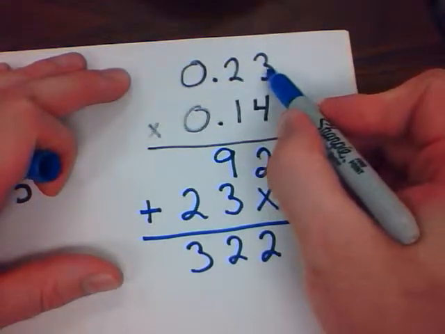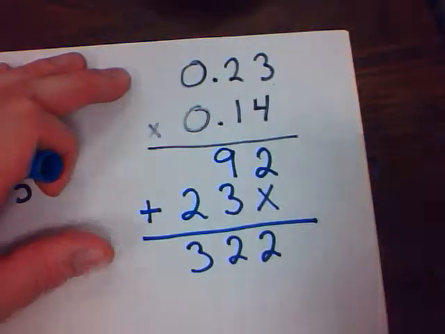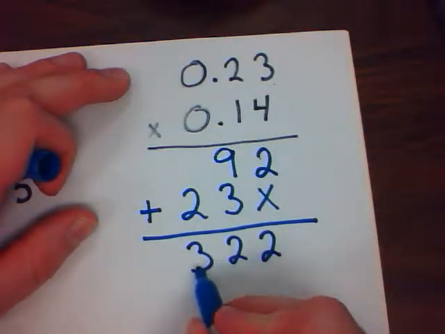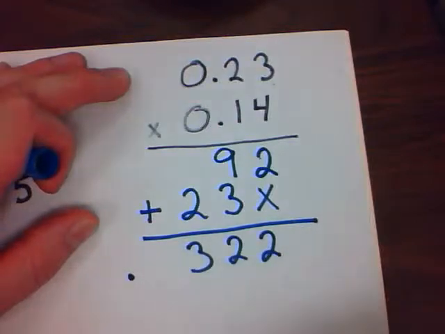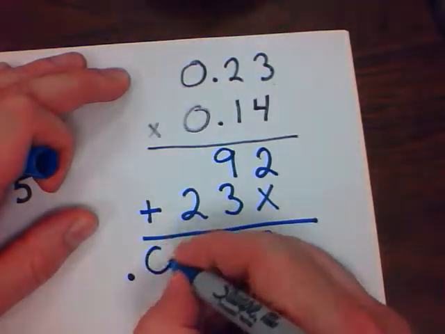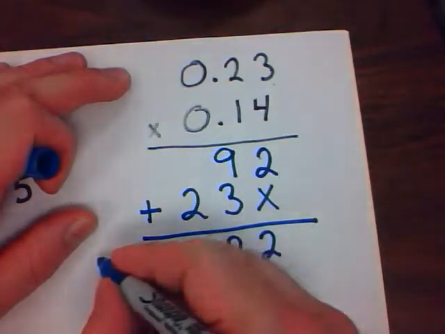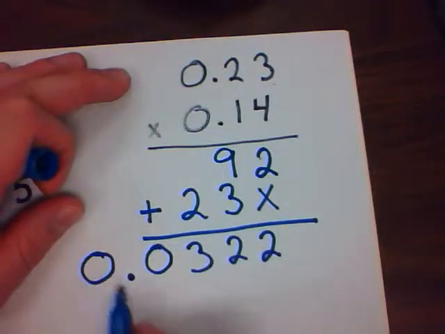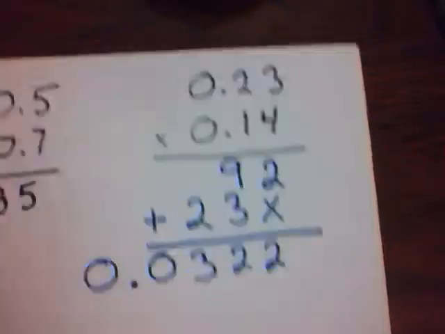How many numbers are behind the decimal? 1, 2, 3, 4 numbers behind the decimal. I need 4 numbers behind the decimal here, which causes a bit of a problem. I put it over here. I need 4 numbers. I need a placeholder 0. The answer is 0.0322.